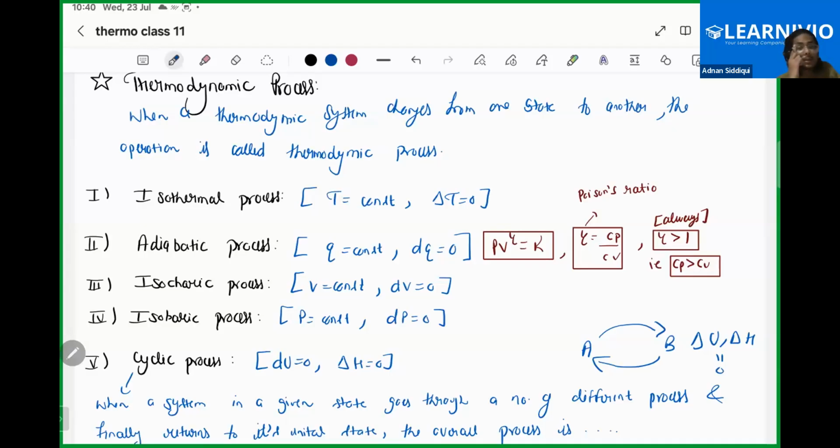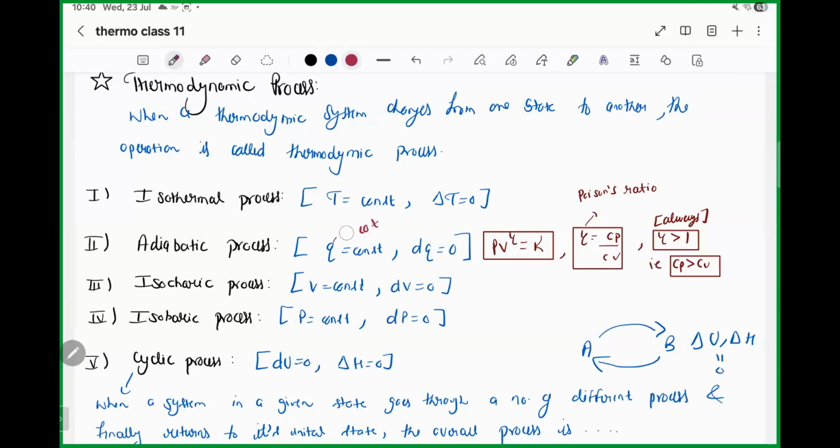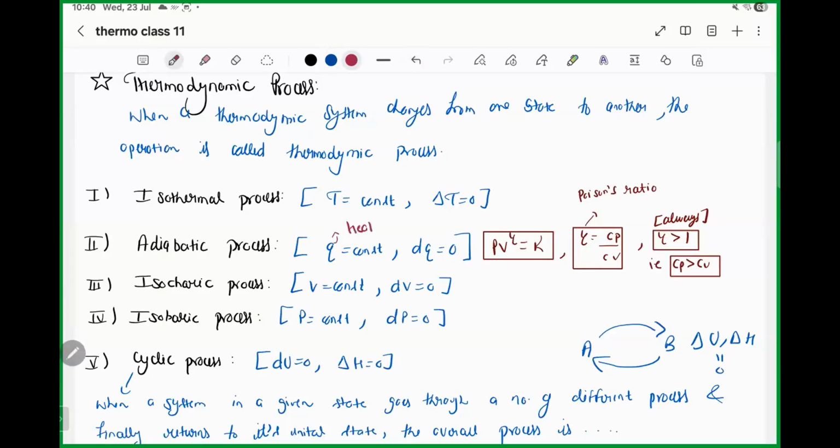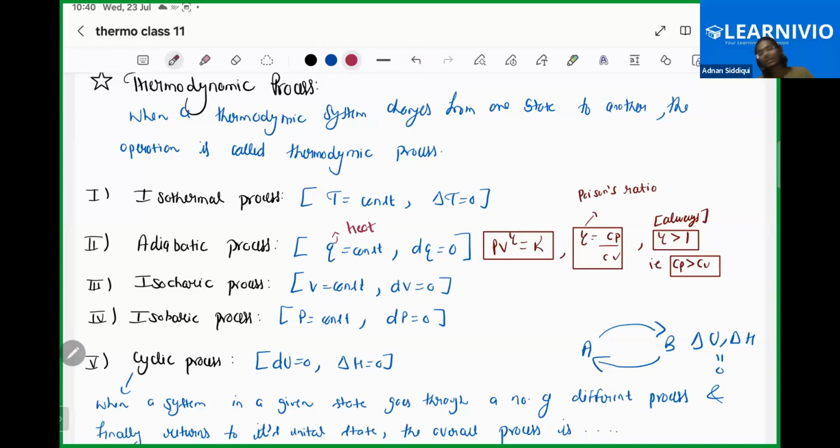So similarly, let us talk about adiabatic process. See, this Q means heat, right? So if in your system you are keeping the heat constant, that means you are not allowing your system to exchange heat from the system to the surrounding, then you will call that process adiabatic process, right? So heat is constant.